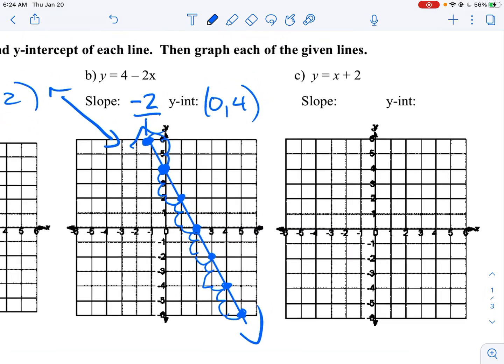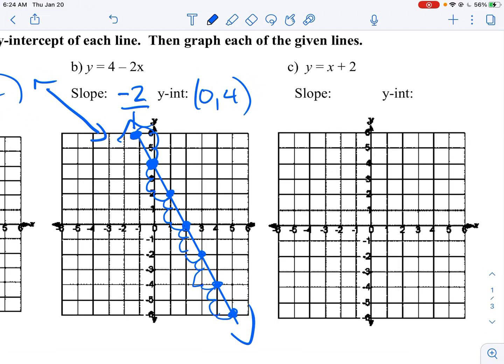This next one, some of you are going to say there is no slope. Yes, there is. There's an invisible number in front of the x. If it was 0, 0 times x would be 0. It wouldn't be there. So it's 1, which is 1 over 1. My y-intercept is 0, 2. So I plot this 0, 2.